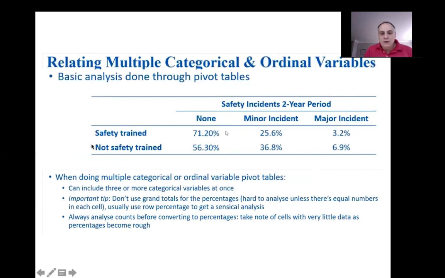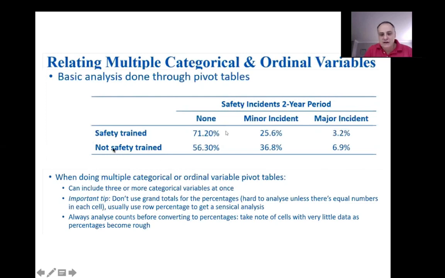Your outputs would look like this when you're doing some basic analysis, when you're relating categorical and ordinal variables. What you end up with is a combination of these things. People were safety trained, people were not safety trained. Then were there safety incidents? For safety trained people, no incidents in that 2-year period, 25% had minor incidents, and 3% had major incidents.